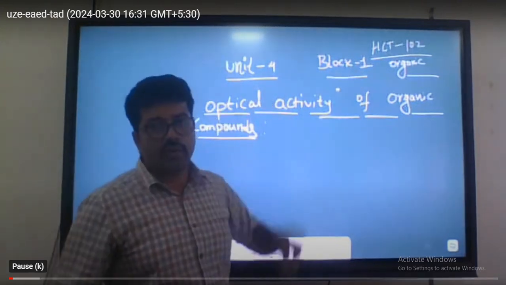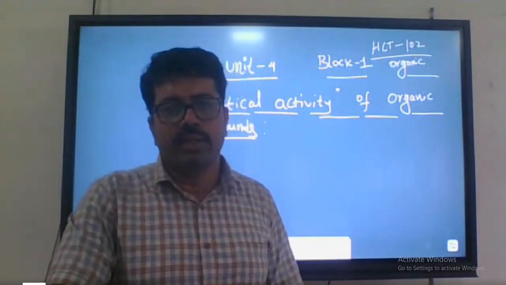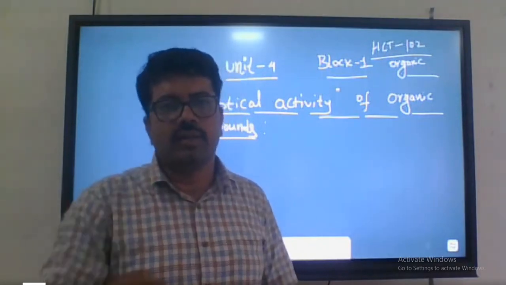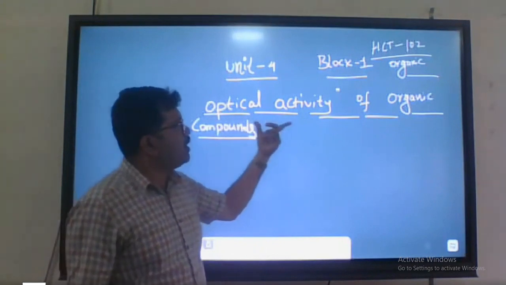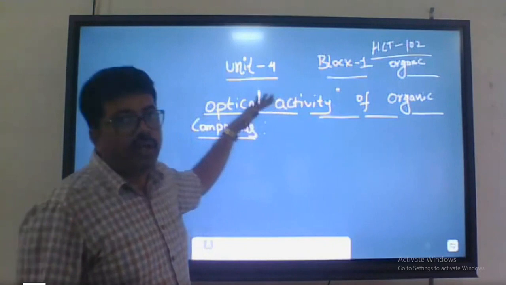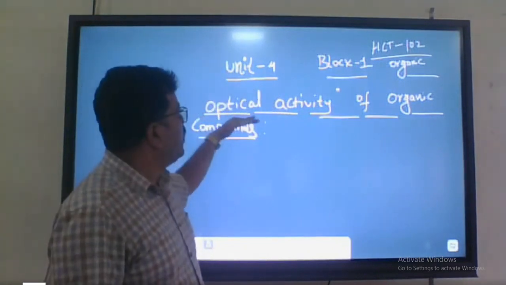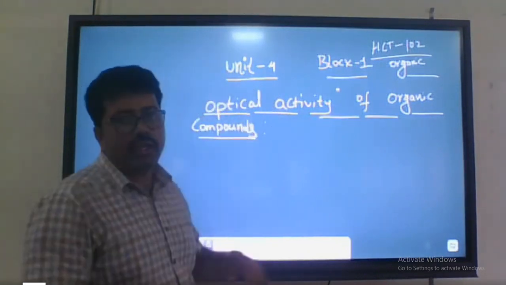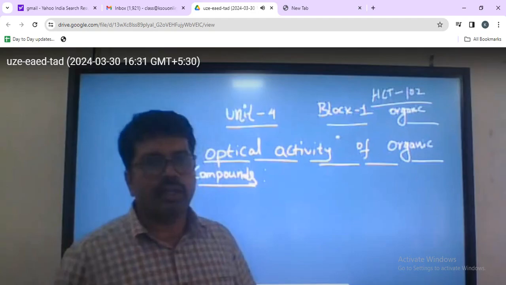Unit 4 is stereoisomerism. In this class, I'm going to discuss the optical activity of organic compounds. This belongs to unit 4. Optical activity of organic compounds.